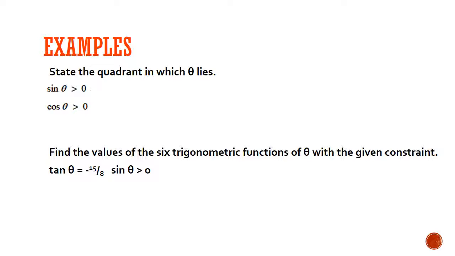Okay, for this example, we need to state the quadrant in which the angle lies. Now, this is not two separate problems. These are both parts of the same problem. What quadrant would an angle lie in if the sine is positive and the cosine is positive? Pause the recording, give it a try, and resume to check your answer.